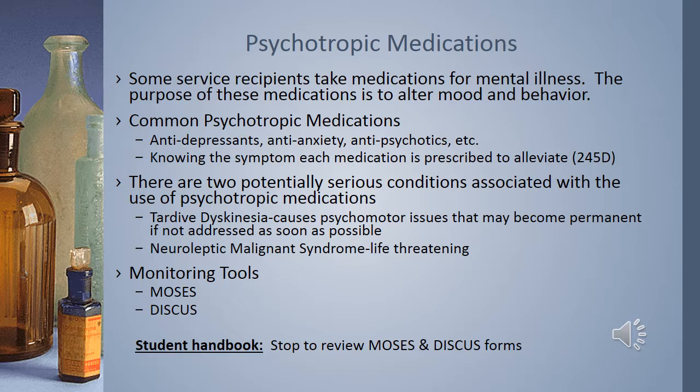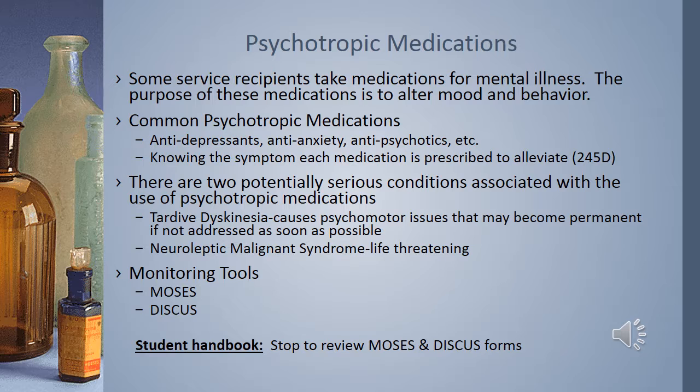Psychotropic medications. Some service recipients take medications for mental illness. The purpose of these medications is to alter mood and/or behavior. Common psychotropic medications include antidepressants, anti-anxiety, and antipsychotics. Knowing the symptom of each medication and what it is prescribed to alleviate is a requirement of Rule 245D, and it is the rule under which the residential settings that MDM has operate.